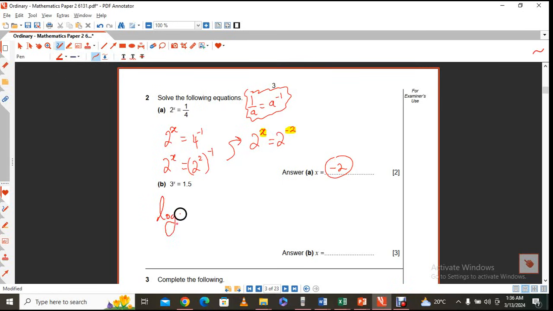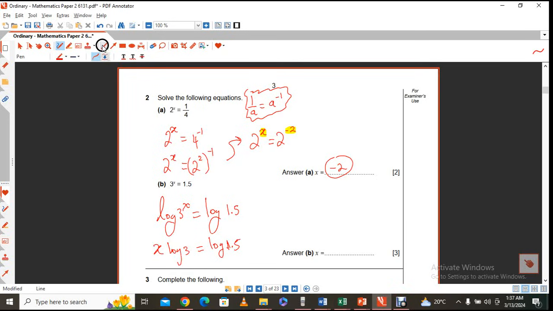Right here, you can't make the bases the same, so you're better off calculating the log of both sides. Then you use the power law, and the x comes in front of log 3 equals log 1.5. Now just remember that log 1.5 is a number, the same with log 3 is a number.